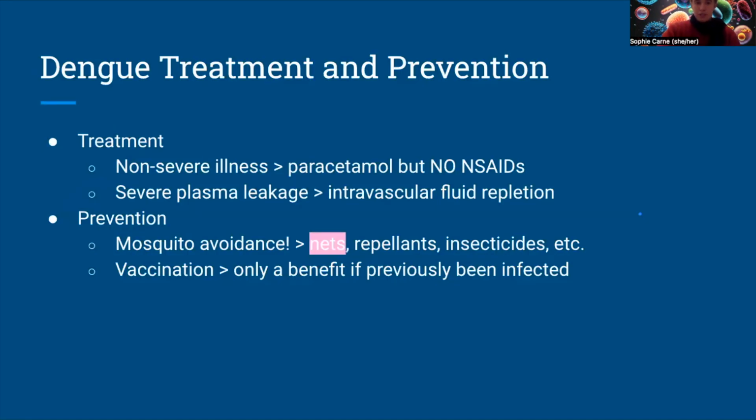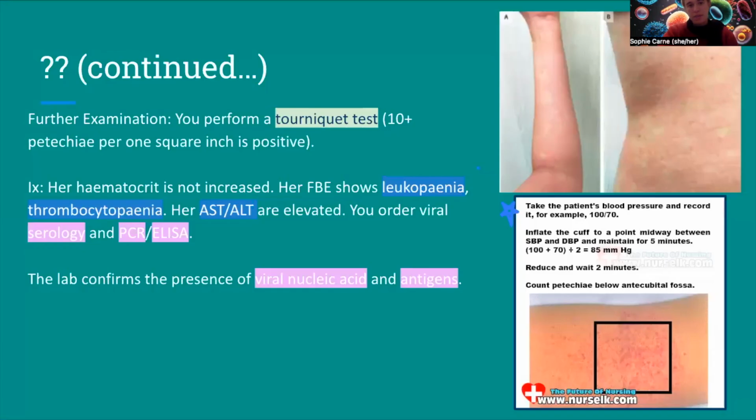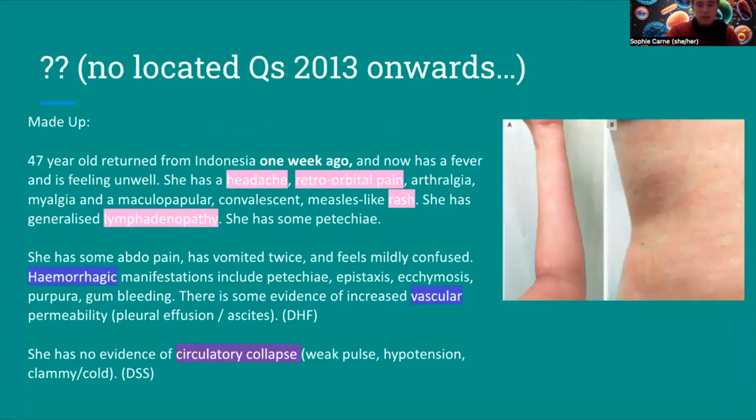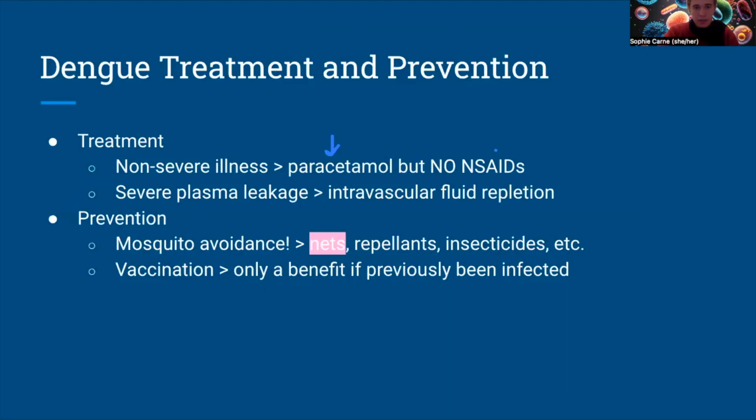Dengue treatment and prevention. So for treatment, in non-severe illness, you give paracetamol, but not NSAIDs, and that's because NSAIDs carry a high bleeding risk, and in a disease with hemorrhagic manifestations, you don't want to increase that. If there's severe plasma leakage, you can top up their IV fluids. So prevention, again, avoid mosquito bites in the first place. Vaccination with dengue is interesting in that it's only beneficial if you have previously been infected.